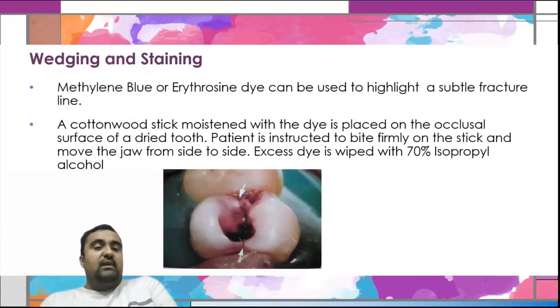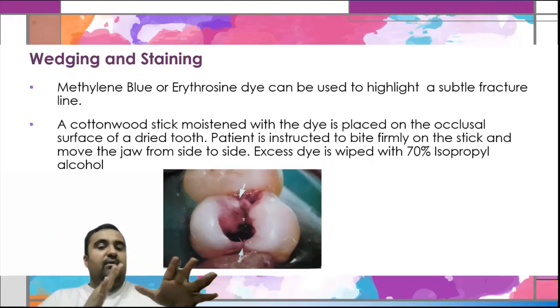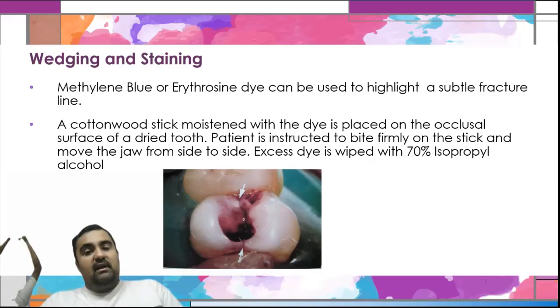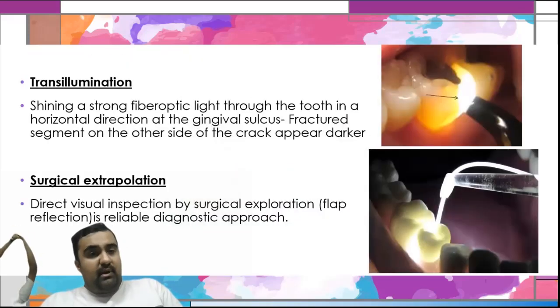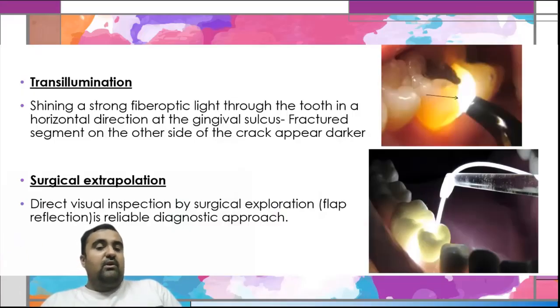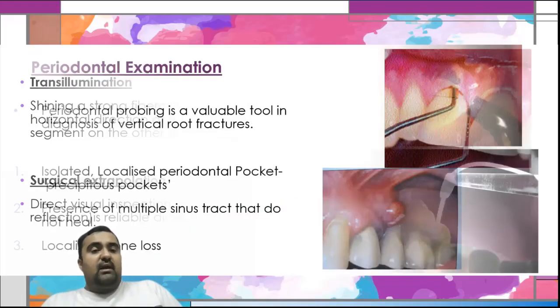For wedging and staining, methylene blue or erythrosine dye can be used, or a cotton wool stick moistened with dye is placed on the occlusal surface of a dry tooth. The patient is instructed to bite firmly on the stick and move the jaw from side to side. Excess dye is wiped off with 70% isopropyl alcohol. The transillumination test is done with fiber optic light to detect the cracks. Surgical exploration, which is direct, allows direct visual inspection by surgical elevation of the flap, and it could be a reliable diagnostic approach.